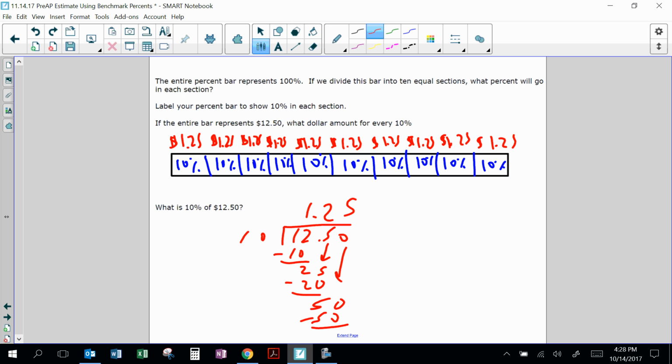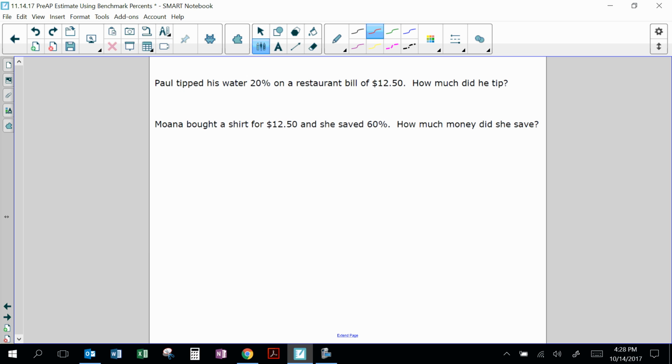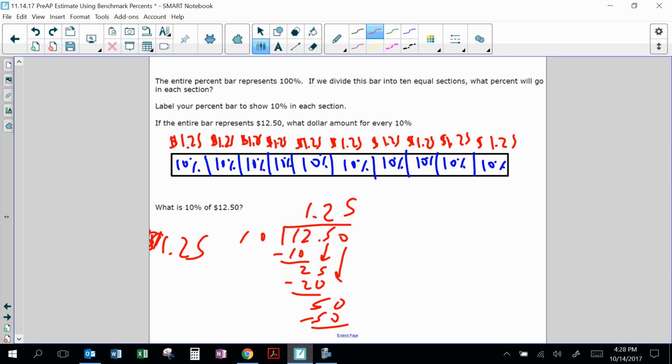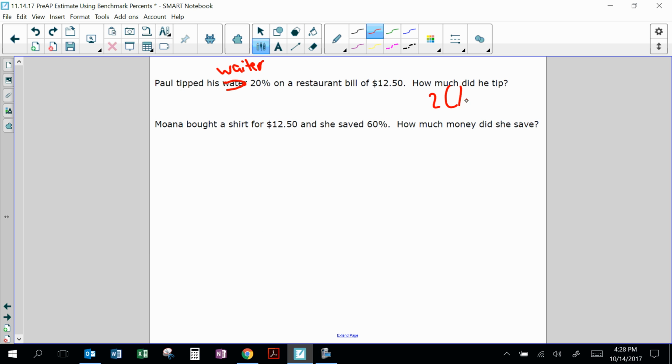What is 10% of $12.50? $1.25. With this, we can ask many different real-world questions. Paul tipped his waiter, not water, 20% on a restaurant bill of $12.50. How much did he tip? Well, 20% is 10% and 10%, so it's two groups of $1.25, which would be $2.50.